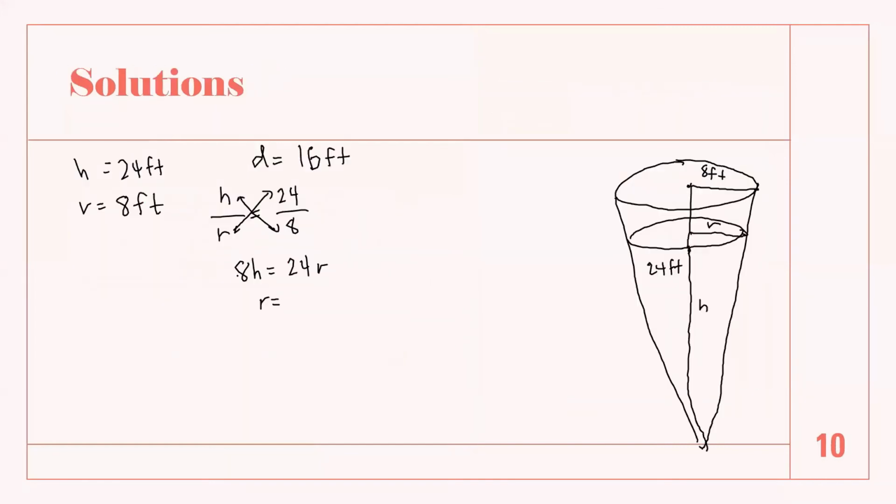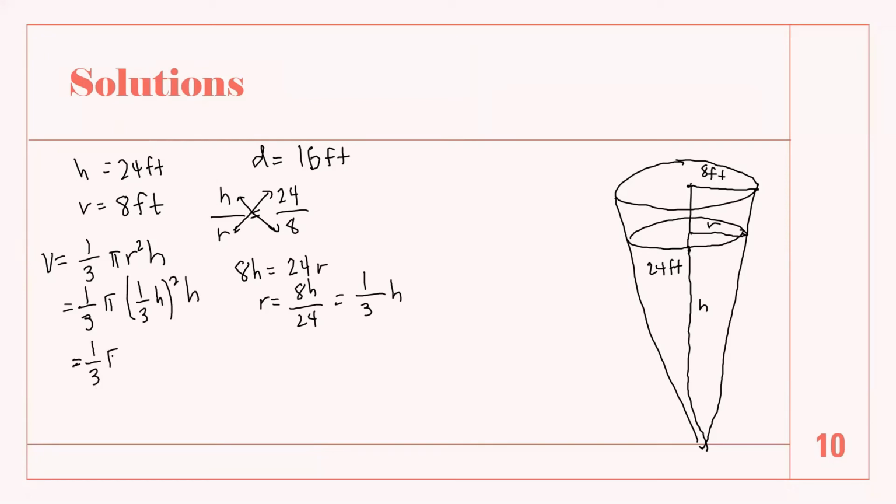Okay, so dividing both sides by 24, so 8h over 24, then simplifying to lowest terms, it becomes 1/3 h. Okay, so we can mention the volume of the cone: 1/3 pi r squared times h. So substituting, we are going to substitute the given radius, which is 1/3 h. Okay, so we're going to simplify: 1/3 squared is equal to 1 over 9 h squared, then times h. So 1/3 times 1 over 9 is 1 over 27 pi h cubed. So this is now the volume in terms of the height.